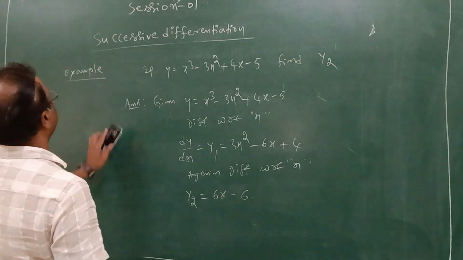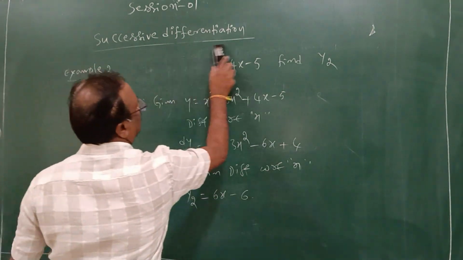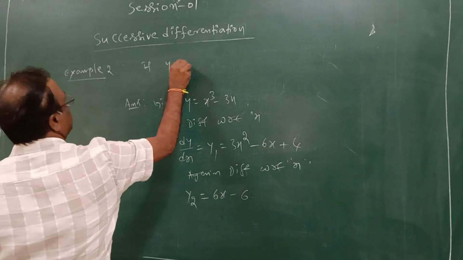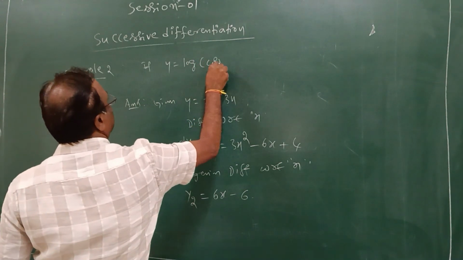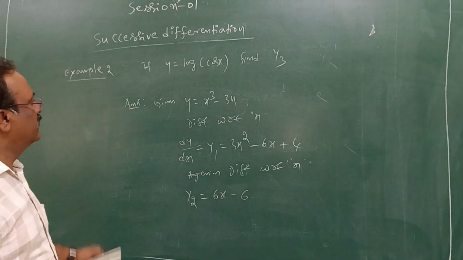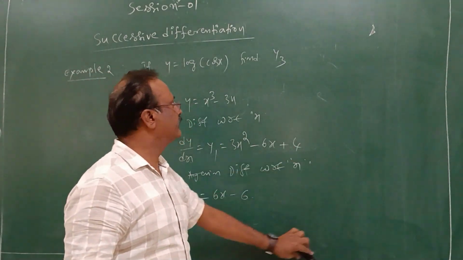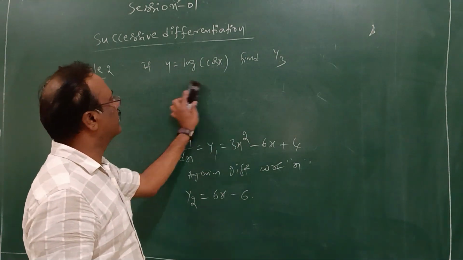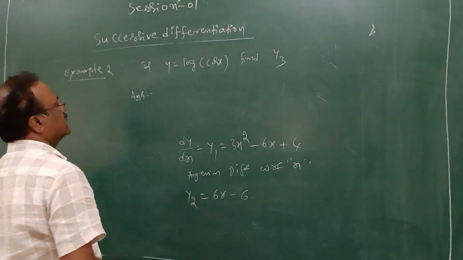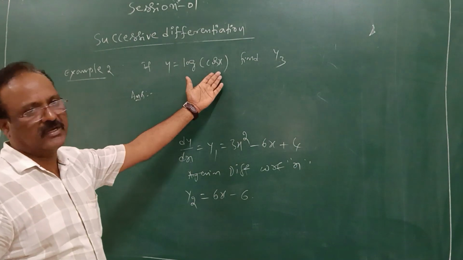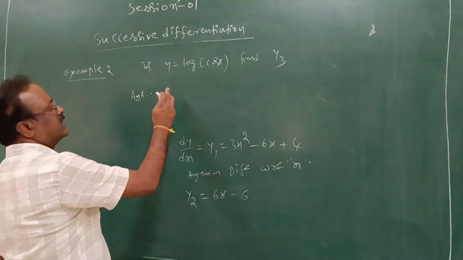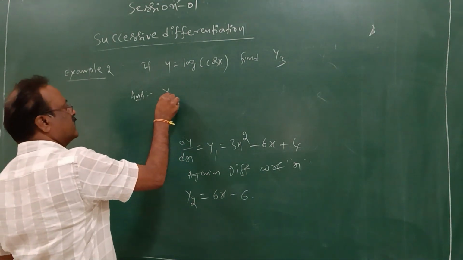Let me see one more example. Let us take for example the function y is equal to log of cos x. Let us find y3. The function is given, y is equal to log of cos x. We need to find the third order derivative. If I differentiate once with respect to x, we get y1.